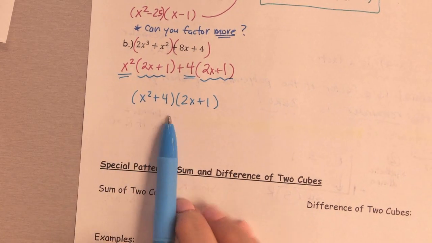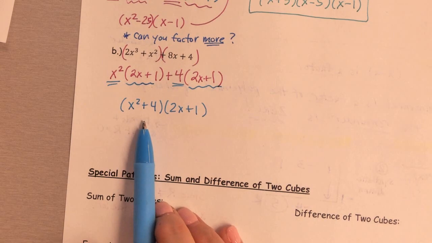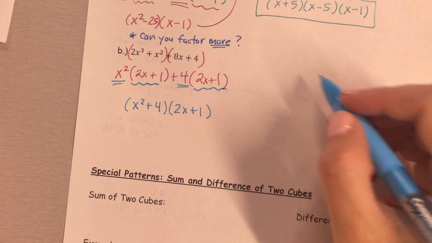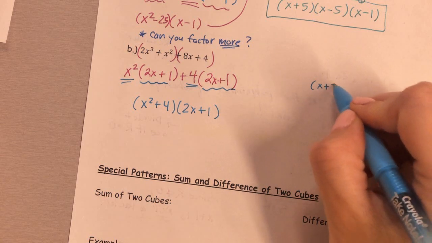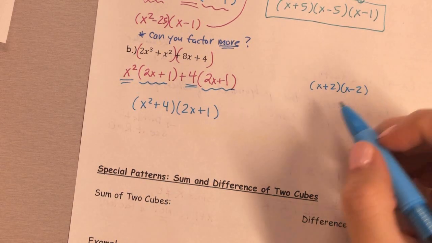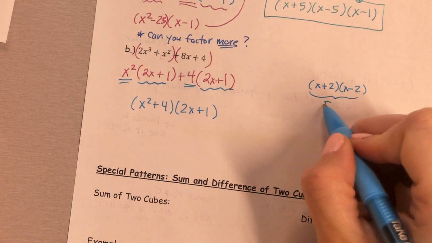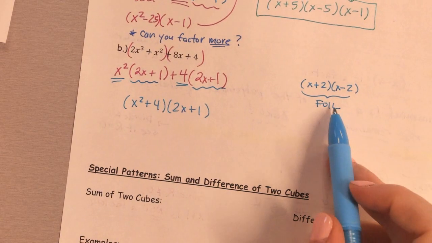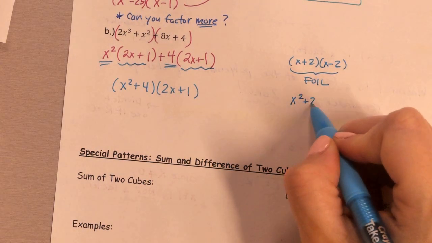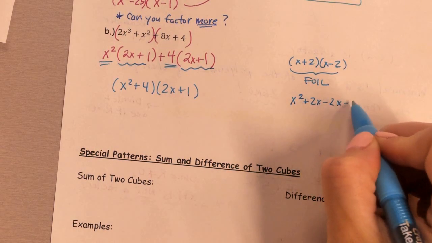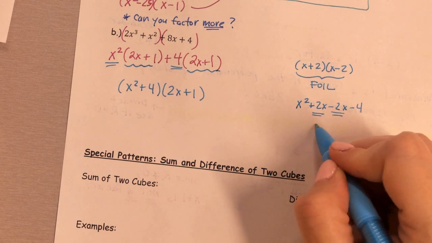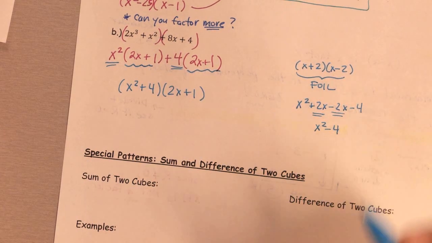So we have the x squared plus 4, okay? So with the difference of cubes, if we tried to break it down into x plus 2 times x minus 2, let's FOIL this, okay? So if we tried to break it down like this, it would be x squared plus 2x minus 2x minus 4, and then the 2x and the negative 2x cancel, but this one would be minus, right?